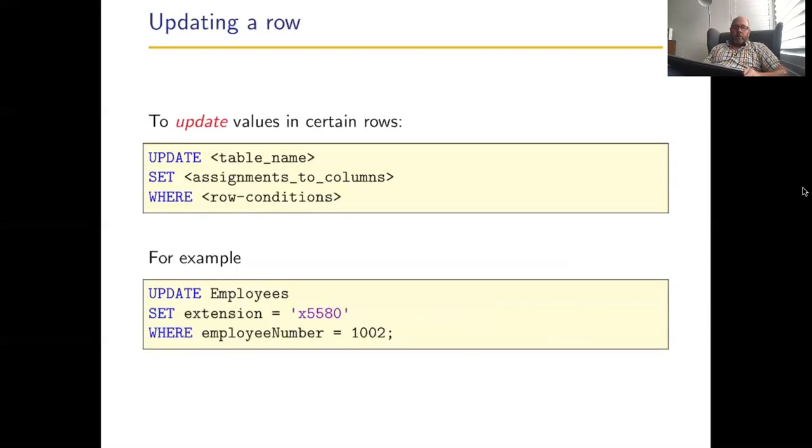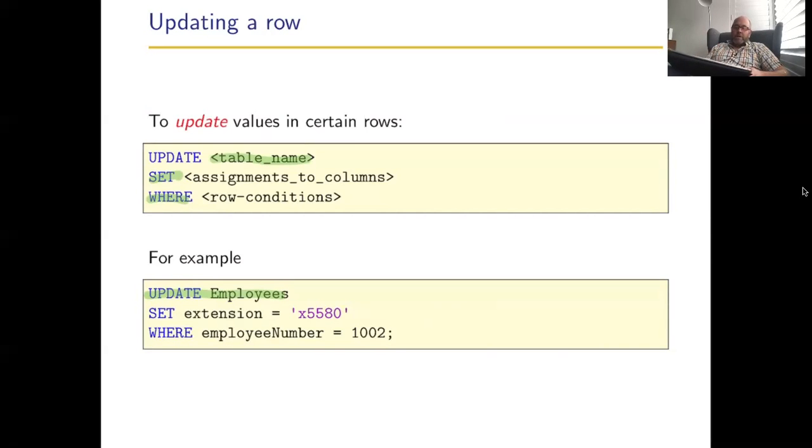Updating values in certain rows, we just use the update statement, and this has the following syntax. The word update followed by the name of a table. The example here is update employees. And then set, and then an assignment to a column. So assigning a value to a column, or assigning the value of an expression to a column, and more than one of them if you need. And then where, and then some conditions on the rows. The update will only occur to the rows that satisfy the conditions.